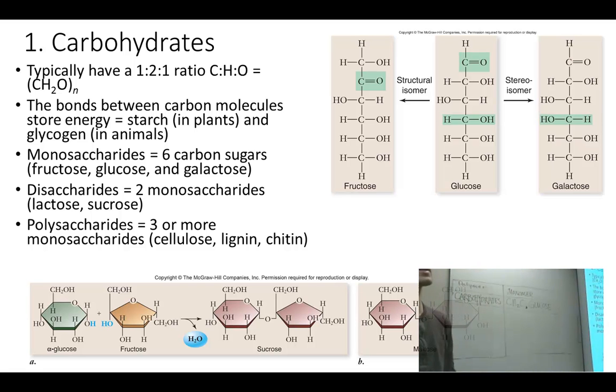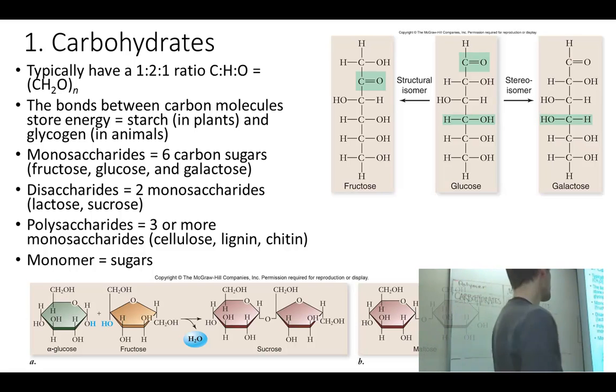Okay, and then polysaccharides are three or more of these sugars bound together. In plants, they have cellulose and lignin, and that's what gives them the structural components in their cell walls, which makes them hard. Okay, the harder a plant is, or the stiffer it is, the more cellulose or lignin it has. Chitin is another one that's found in fungus and also in insects, arthropods. Okay, and it can be structurally very thick and strong.